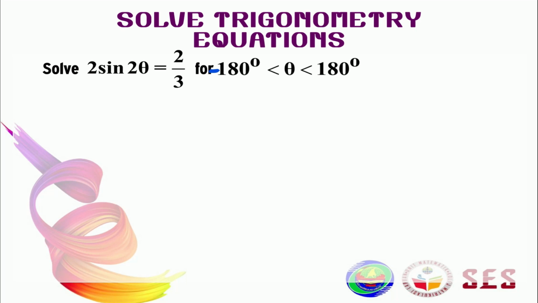Remember, LARCA is the 5 steps that we are going to use to solve equations involving trigo functions. In this question, we have 2 sine 2 theta equals to 2/3 for theta that is between negative 180 until 180. Make sure to put negative here. There's some typo in your notes. So, to solve this, we're going to use that 5 steps, LARCA.